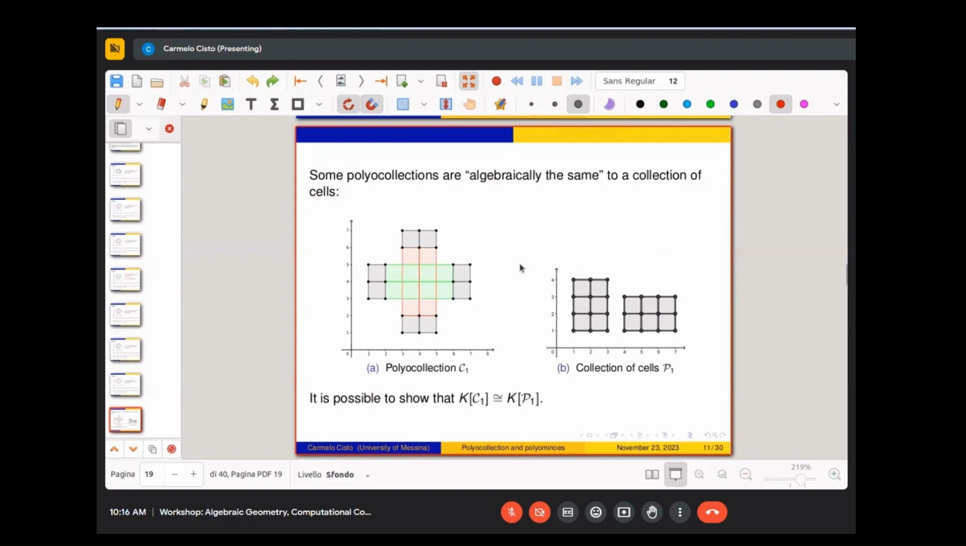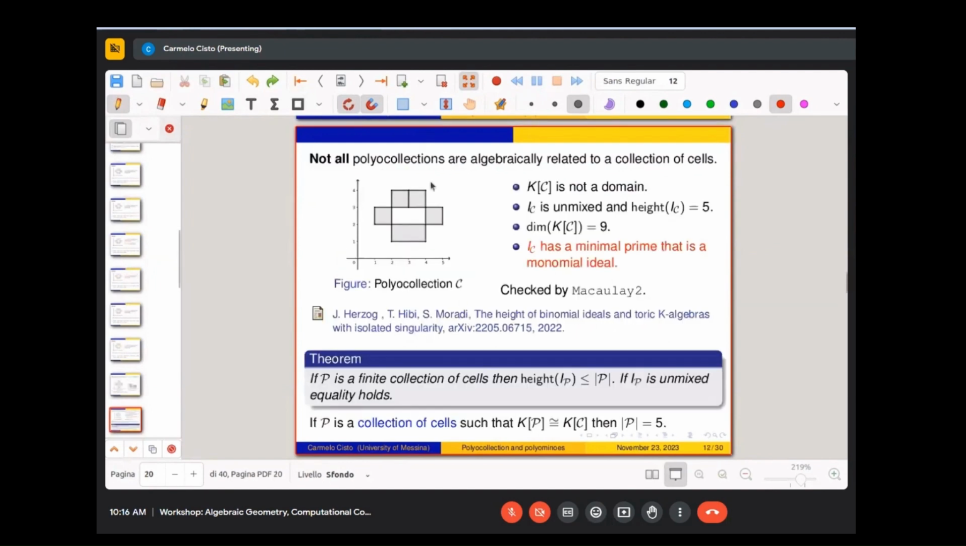Another thing that I want to remark is that some polyomino collections are algebraically the same as some collections of cells, in the sense that the coordinate ring of some polyomino collections is actually isomorphic to the coordinate ring of some collection of cells. For instance, the two collections in the figure have isomorphic coordinate rings.